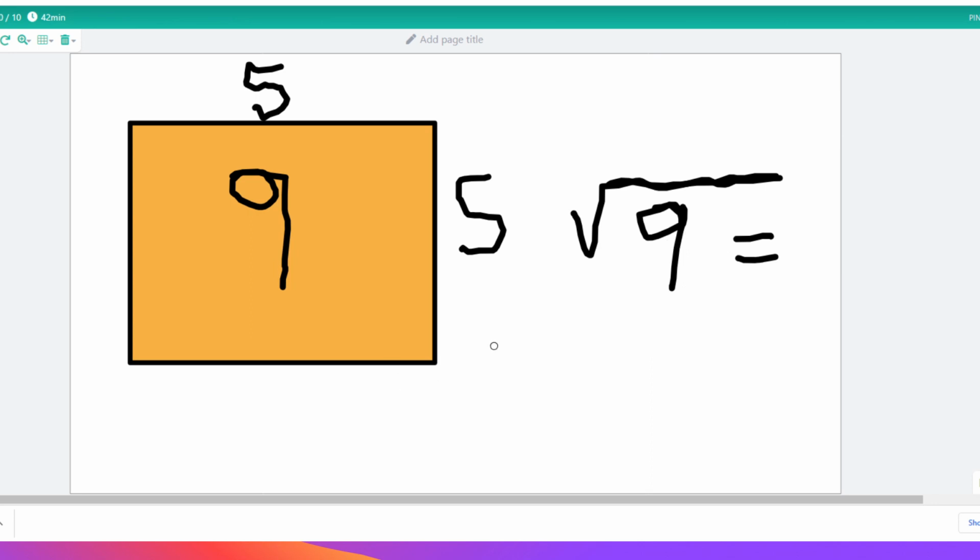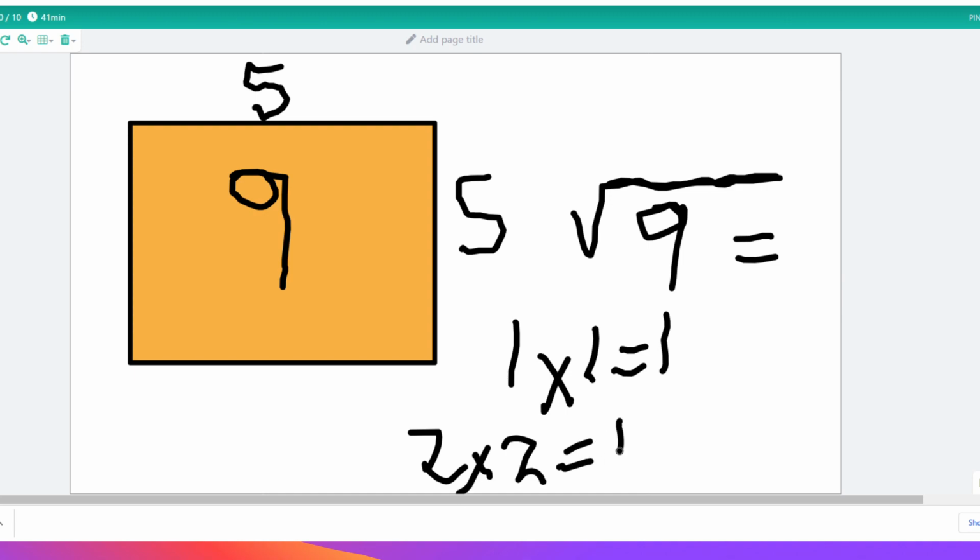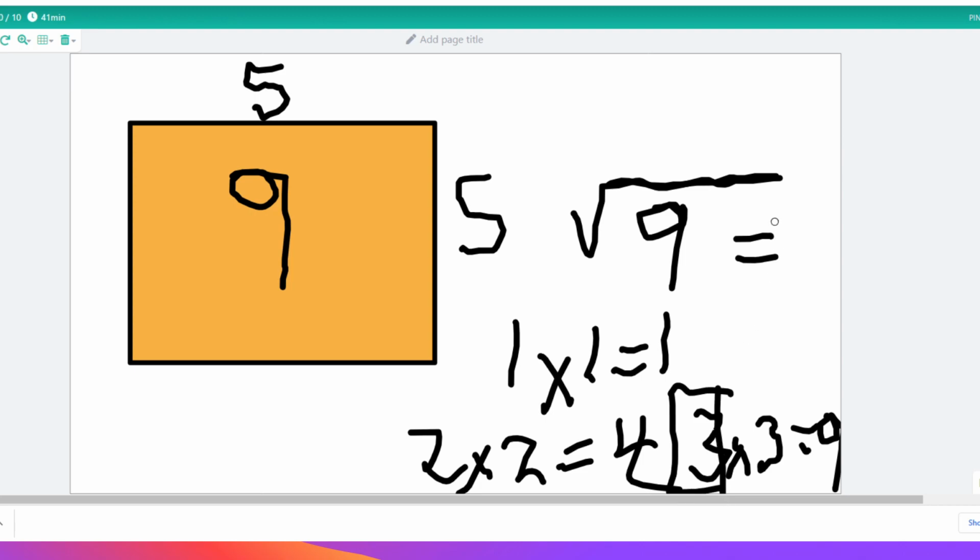So we can go through our numbers. Well, 1 times 1 is 1. 2 times 2 is 4. 3 times 3 is 9. And we're like, oh, 3 times 3 is 9. Interesting. So that must mean that the square root of 9 equals 3, because it's one of the sides of the square. That's all we want. We don't want both. We want one.